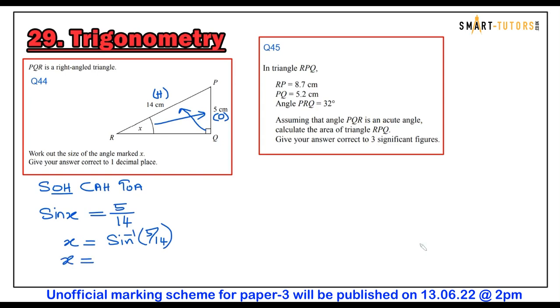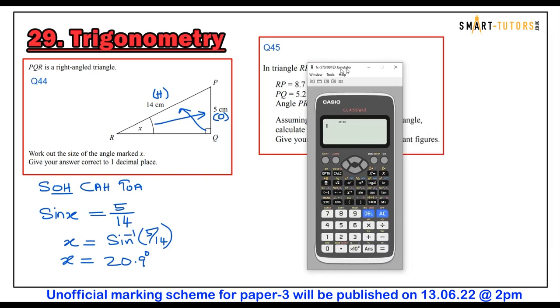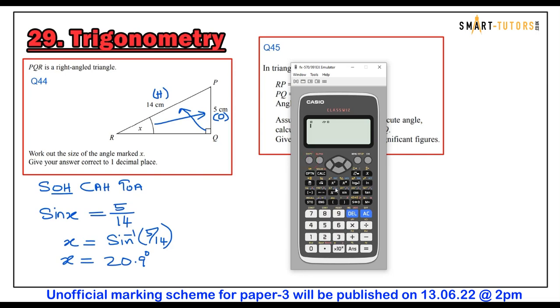Shift and the sine, and you will get the answer. So sine inverse of 5 divided by 14, and you will get the answer 20.92, but they're asking in one decimal place, 20.9 degrees, right? So that is the answer for the question number 44, and I'm going to do the question number 45. Let me show quickly how to do the inverse function. Shift and sine inverse, then 5 divided by 14, and straight away close the bracket, and the answer is 20.9.